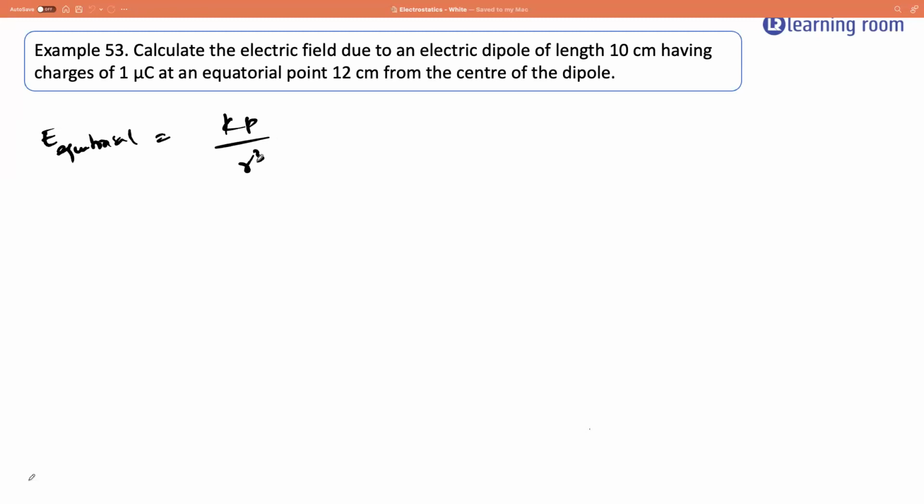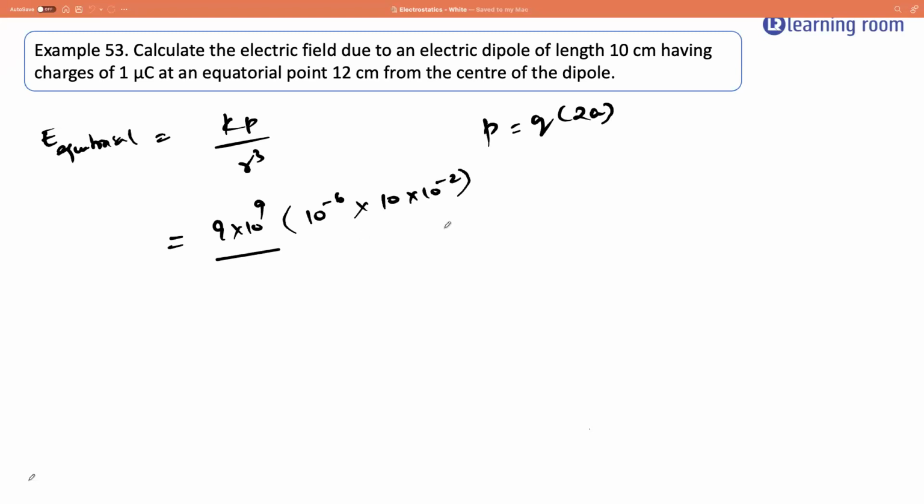Kp divided by r cube. So 9 into 10 power 9 into what is the value of p, guys? 10 power minus 6. Cos p is equal to Q into 2a. Q is 10 power minus 6 into. How do you calculate the length? The 2a is how much? It is 10 into 10 power minus 2 divided by what is the value of r cube here? 12 into 10 power minus 2, the whole cube. Can I say that?